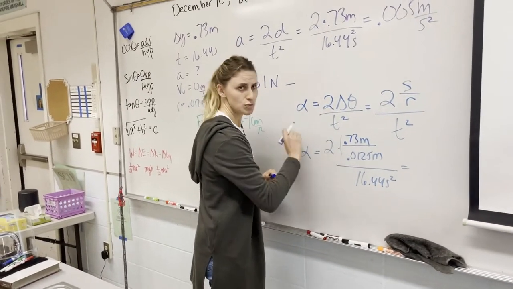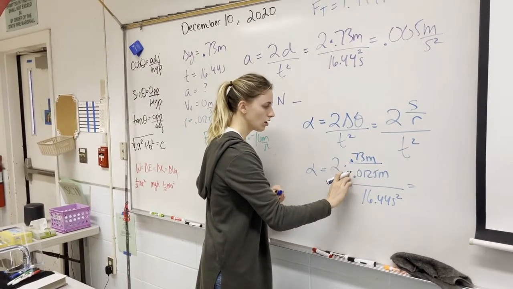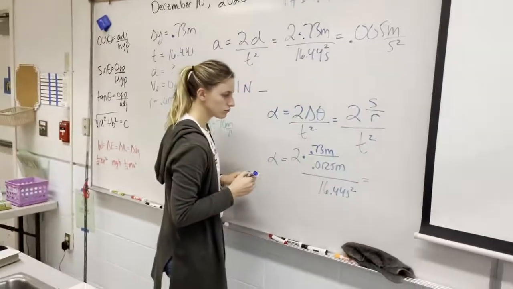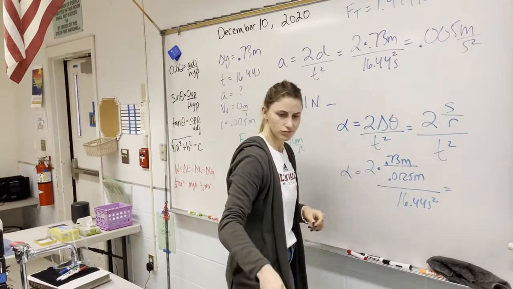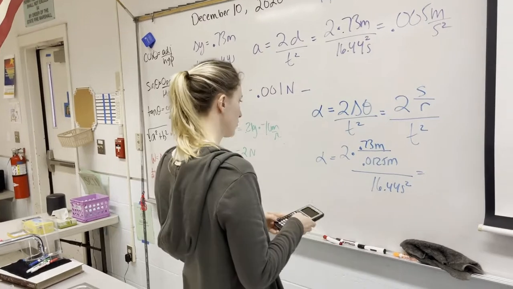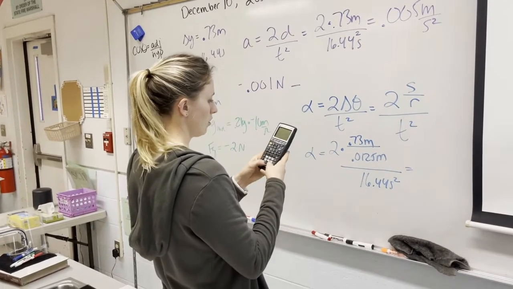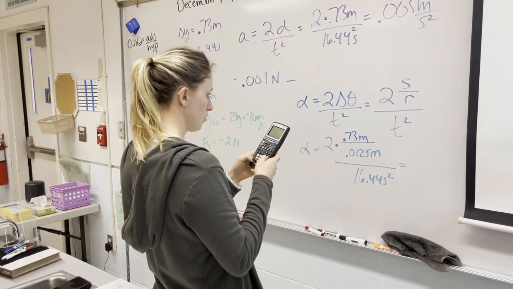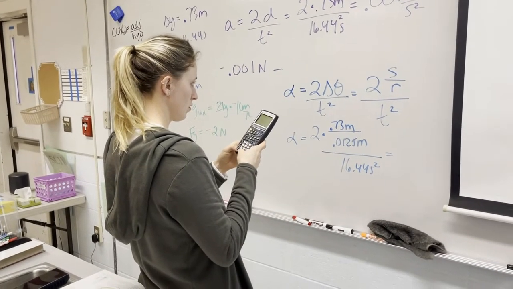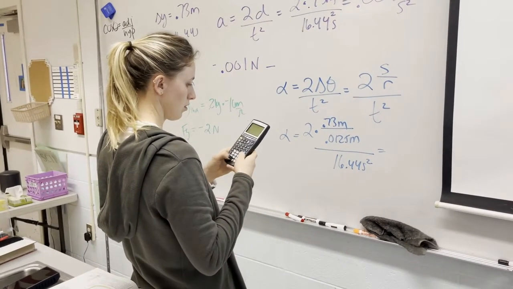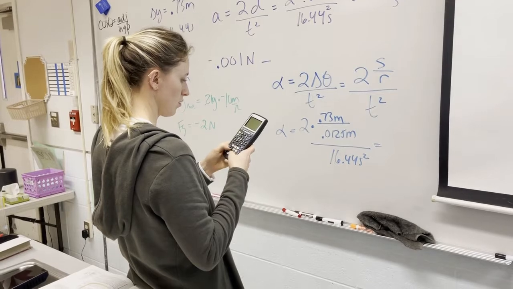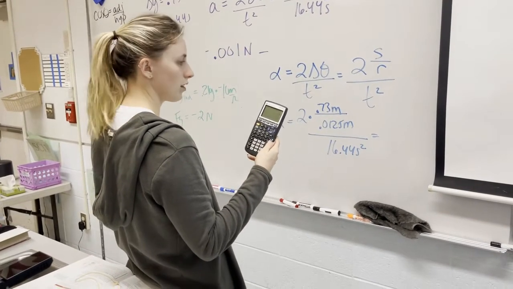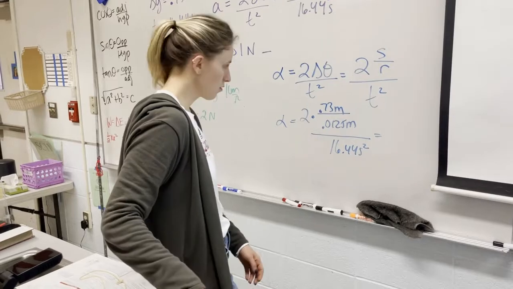When I plug this in my calculator, can I just plug it straight in? I do 2 times 0.73 divided by 0.0125, and then divided by 16.44 squared, because you don't have anything complex in the denominator on either of the two fractions. Okay, and I get, okay, this makes sense, 0.434.